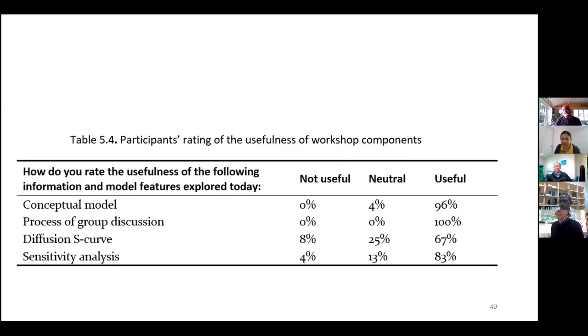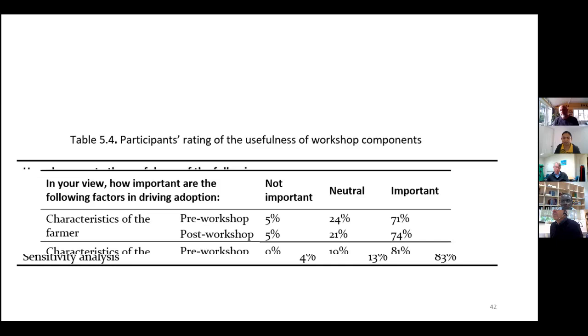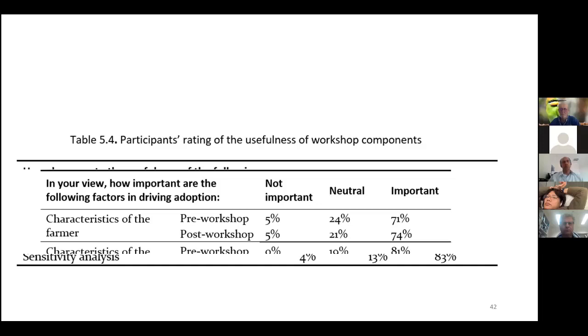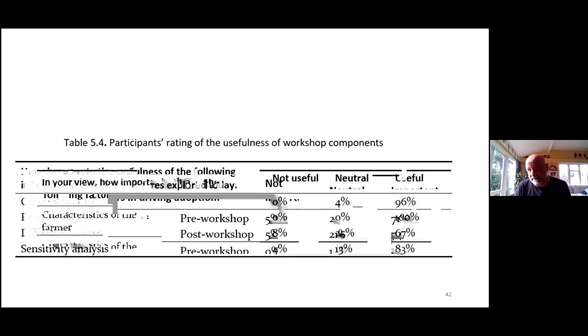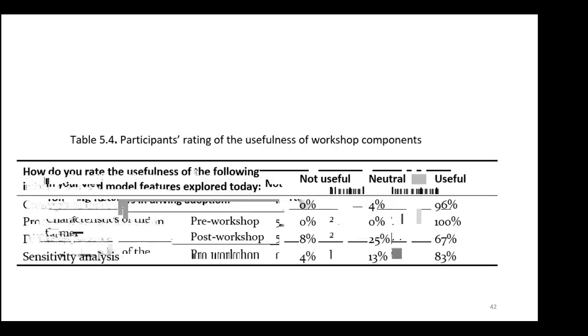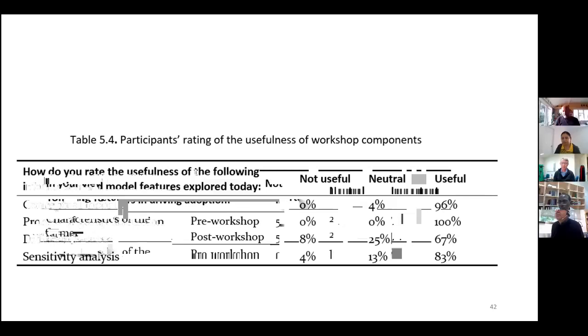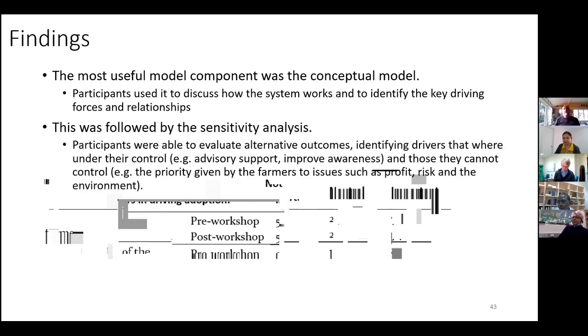And when it came to actual usefulness of the different components, these were the results. So no surprises, but the process of group discussion was considered useful by everybody. The conceptual model was the second most important one, followed by the sensitivity analysis, and again, consistent with previous studies, the actual projection was considered the least useful, even though ADOPT was able to produce an adequate curve. So this is just what I said.